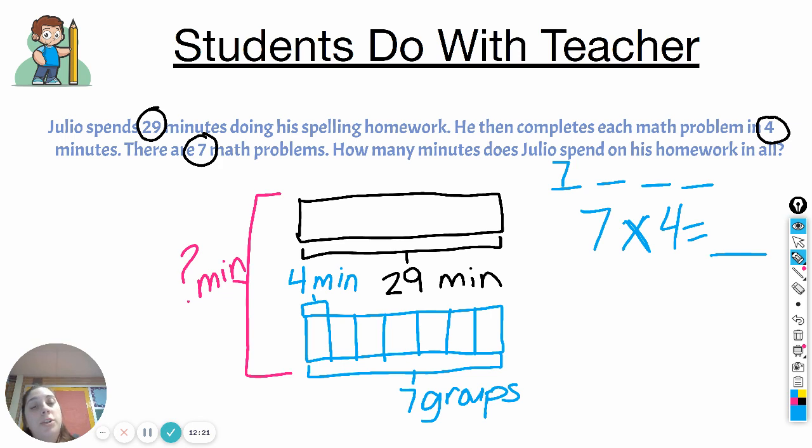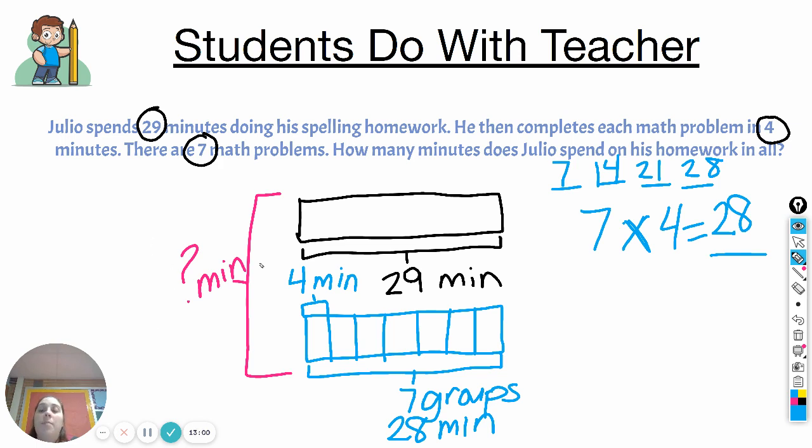Okay, so your skip count should have been 7, 14, 21, 28. So 7 times 4, 7 groups of 4 equals 28. So we know that this tape diagram is 28 minutes long, okay? If he has 7 math problems and each of them take 4 minutes, then he spends 28 minutes doing his math.